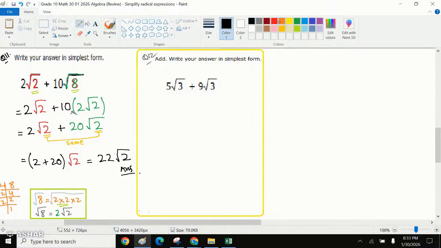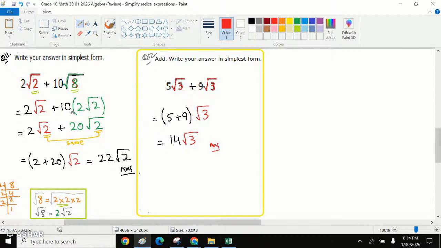We know that they both have the same radical, radical 3 and radical 3, and they are being added together over here. So simply we say 5 is added to 9 and the variable that is radical 3 is constant throughout. This is the distributive property, right? And we can say 5 plus 9 is 14 radical 3, our final answer.